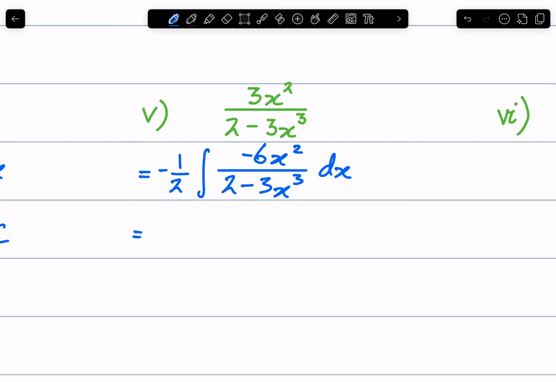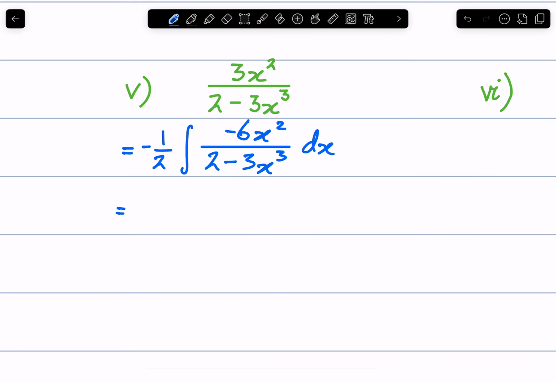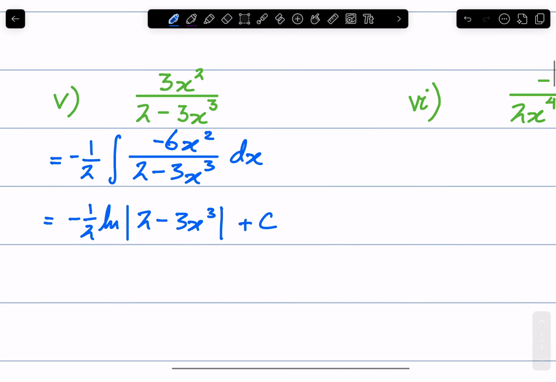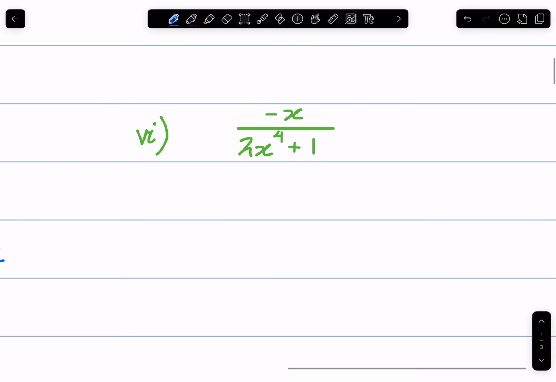Now that we have this expression where the derivative in the numerator matches the derivative of the denominator, this now works for the logarithmic function. So negative half ln of absolute value 2 minus 3x cubed plus c. Okay, so let's keep going. We'll stop the video at this one for this final example.